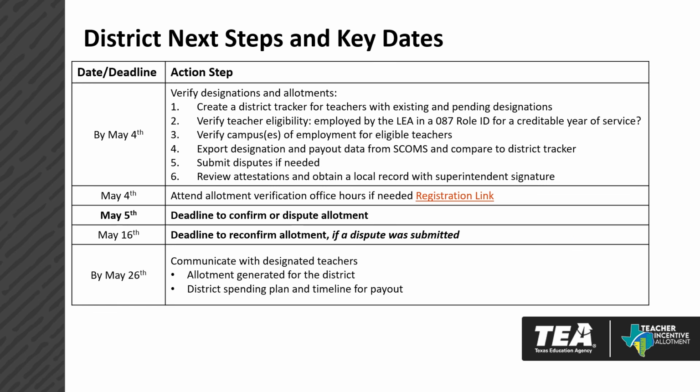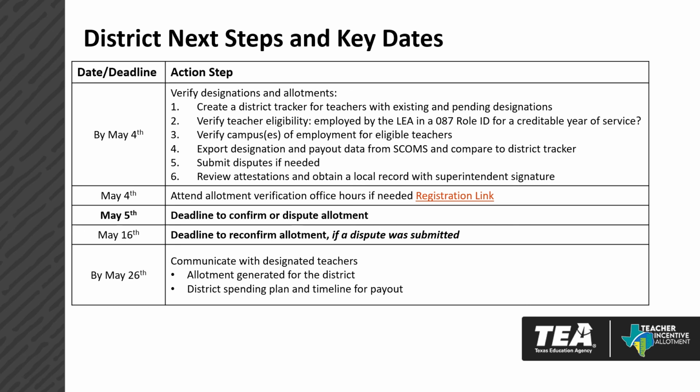Now let's close out by taking a look at your district's next steps and key dates. So by May 4th, we ask that districts have verified all designations and allotments. That involves creating a district tracker for teachers with existing and pending designations, verifying all teacher eligibility, so were they employed by the district in a 087 role ID for a creditable year of service, yes or no, verifying their campuses of employment for all eligible teachers.